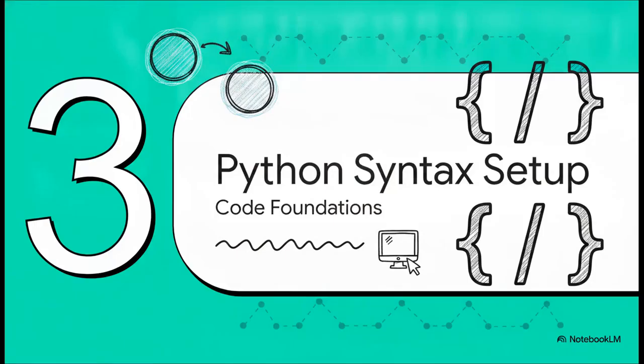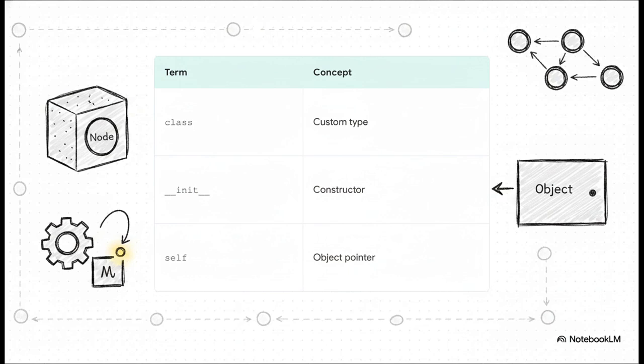Let's look at the code. Before we write anything, let's just use this as a quick translation guide. In Python, class means we are creating a custom, user-defined data type, which we need since a node doesn't actually exist by default. __init__ is our constructor function. That's what allocates the memory and initializes our variables. And self? That just acts as the pointer referencing the current object we are working with.